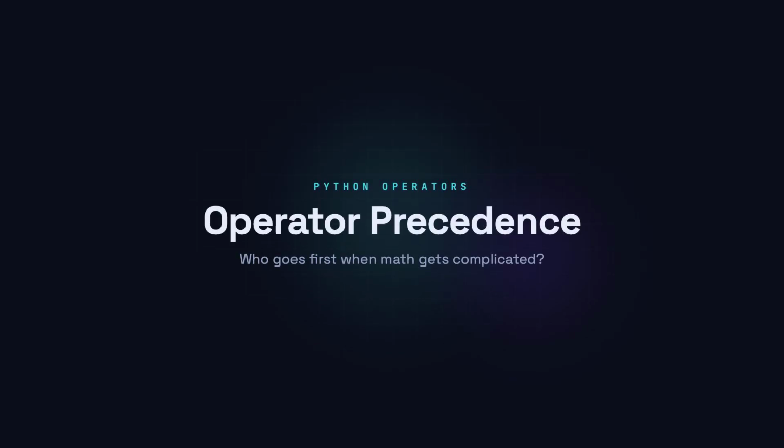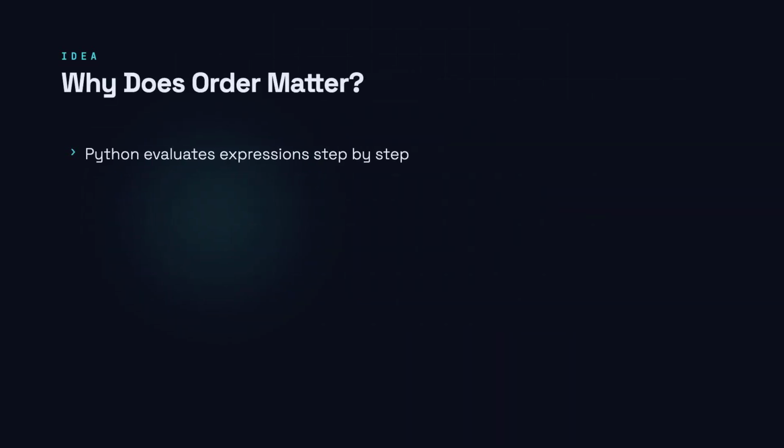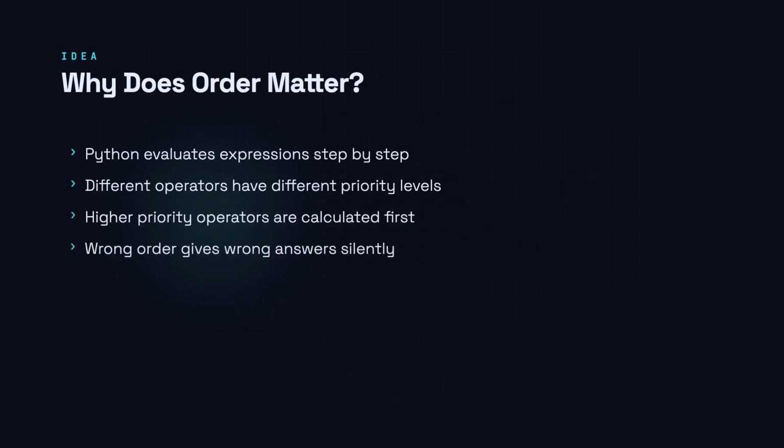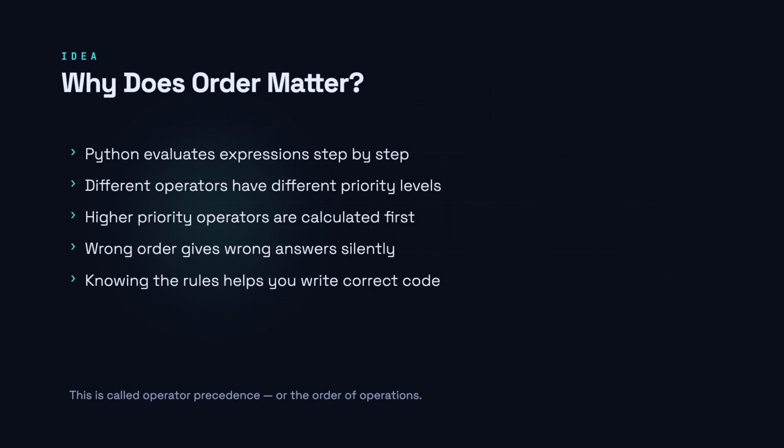In this video we are going to learn about operator precedence, the rules Python follows to decide which calculation to do first when there are several operators in one expression. When you write an expression with more than one operator, Python does not just read left to right. It checks which operators have higher priority and does those first, just like in maths class.